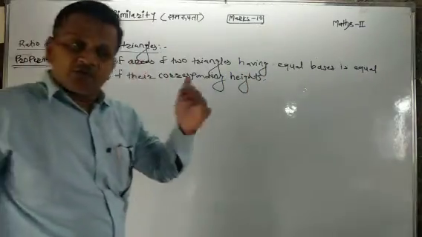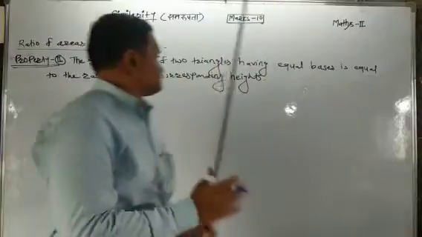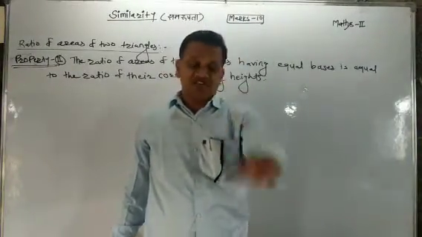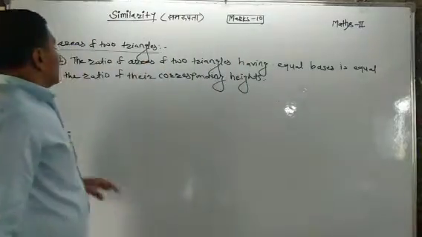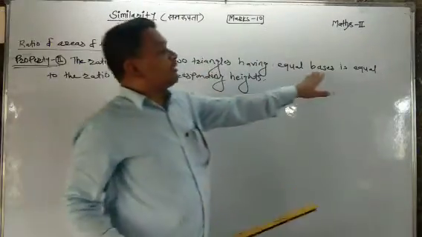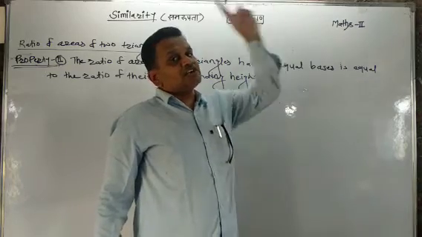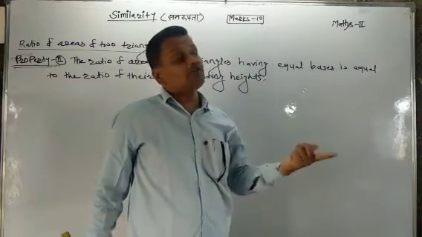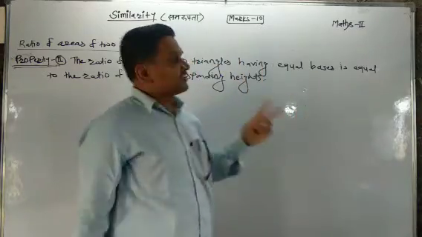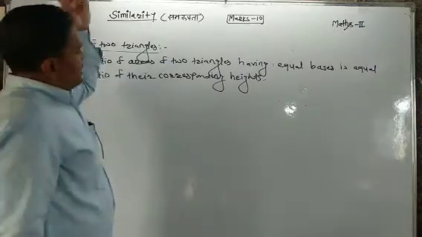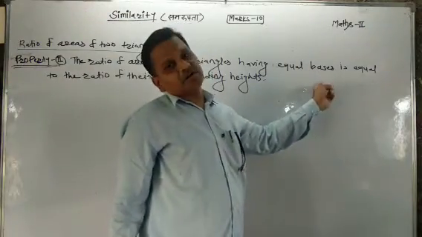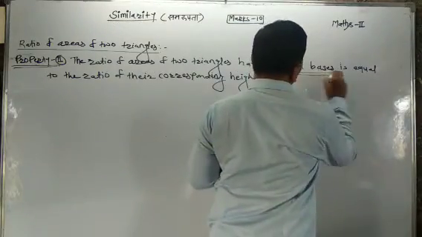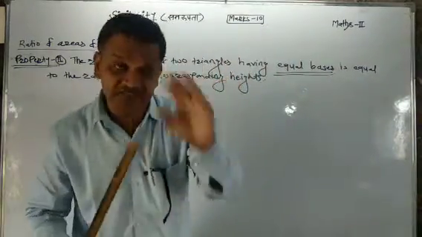Now I am going to write the proof of this statement. Understand? The proof of this statement will be asked in your annual examination for 3 marks. In the first property, the bases and heights of the two triangles are different. And in the second property, the bases of the two triangles are equal. Now I am going to draw the figure of two triangles having equal bases.